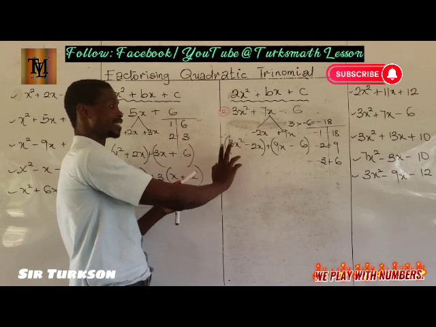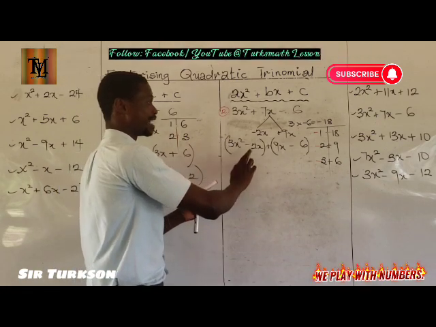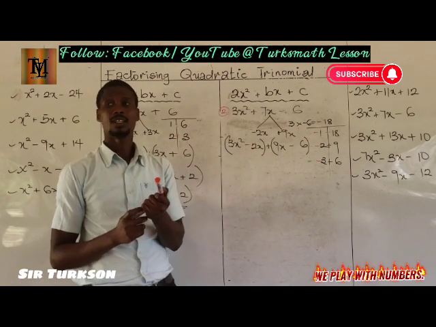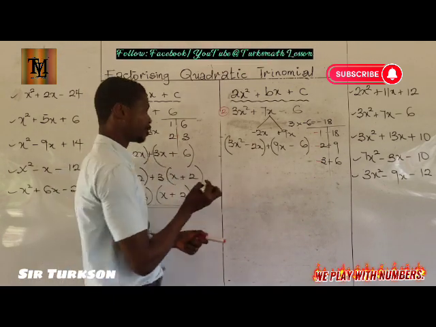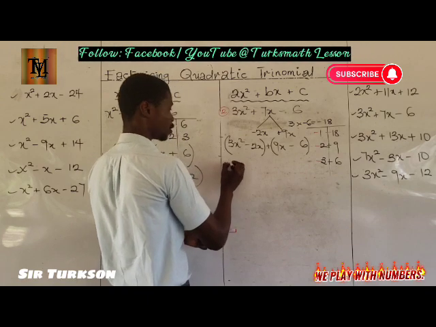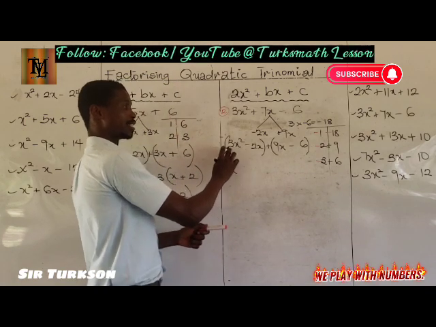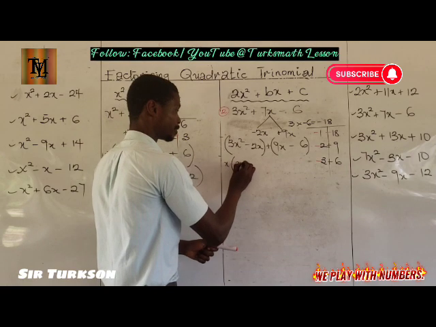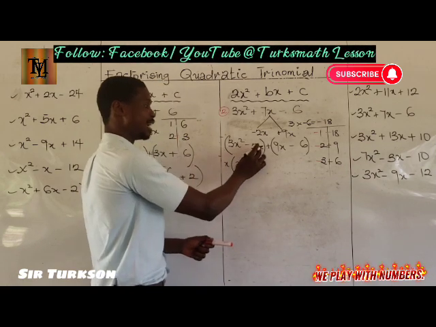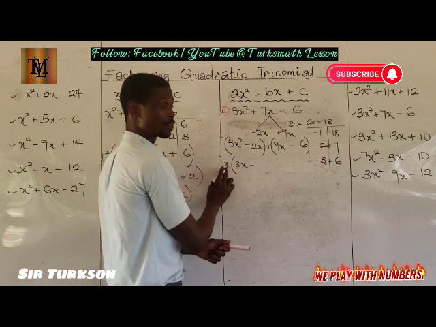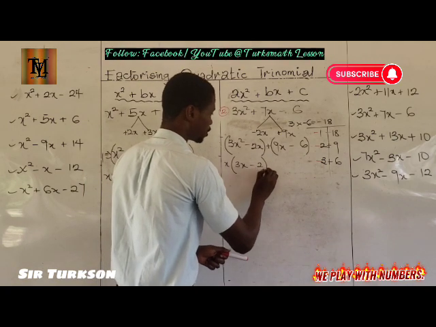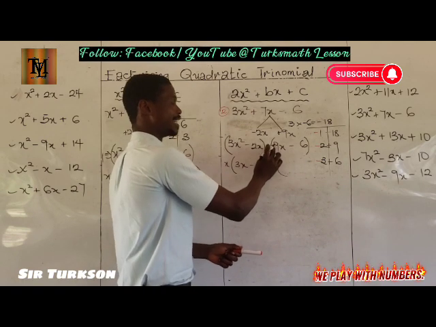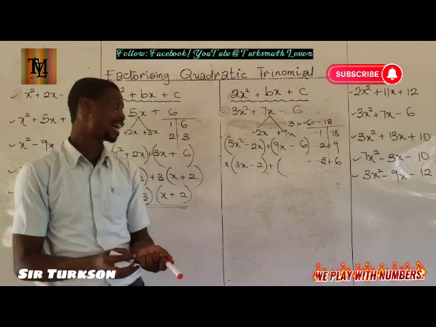Now, what's the common factor in 3x squared minus 2x? What's the common factor here? Yes, x. Very good. So, x is the common factor. So, we are left with what? 3x squared divided by x will give us 3x. Very good. Minus 2x divided by x will give us 2. Very good. Plus. Now, what's the common factor here?